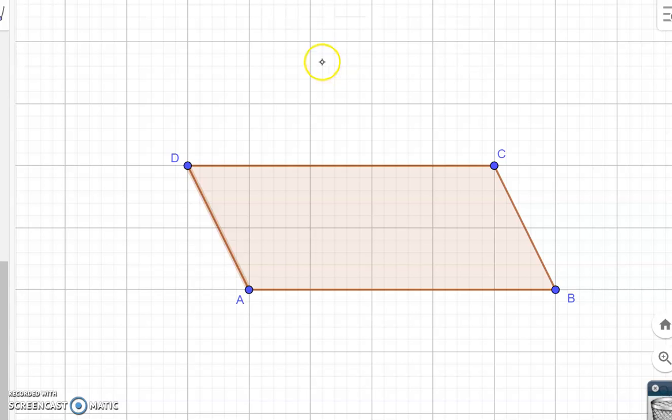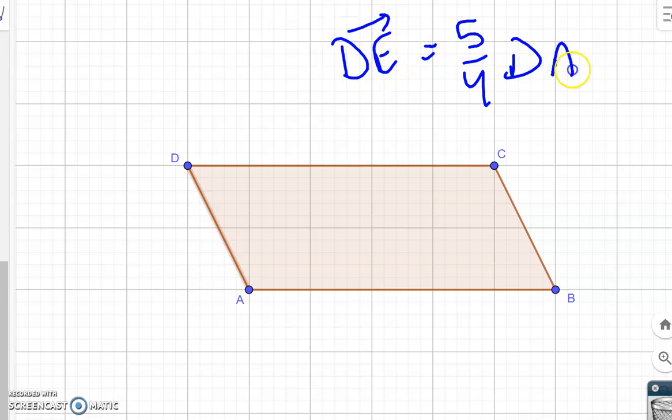So DE is equal to 5 over 4 DA. As we explained previously, to do this, notice that first the vectors DE and DA are collinear vectors because they share a common point D, so they are confounded lines, so D, E, and A are collinear points. And since 5 over 4 is positive, then vectors DE and DA have the same sense.